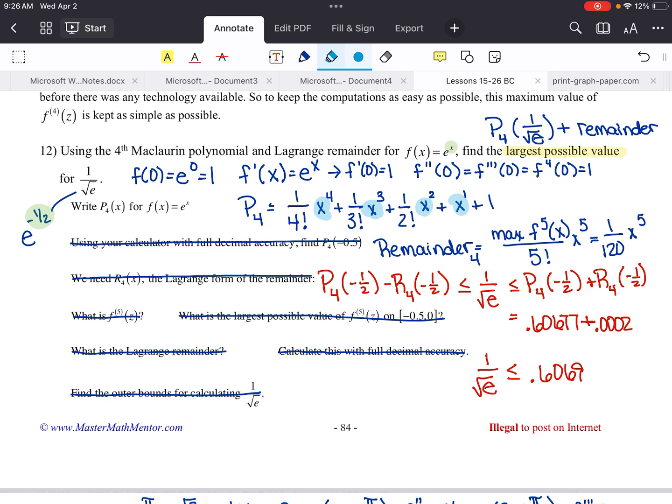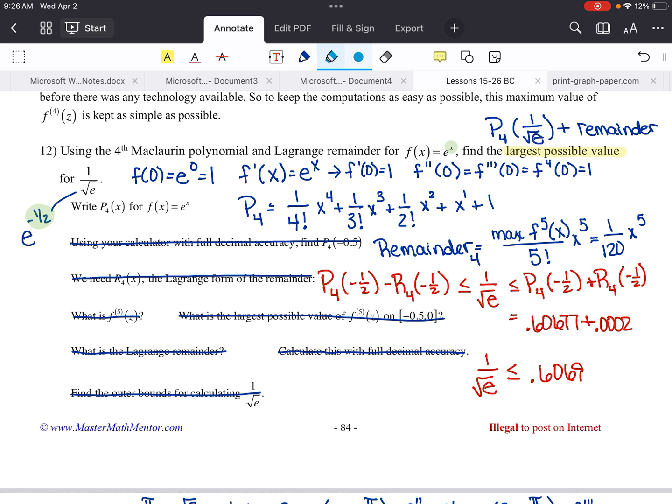And I'll go ahead and tell you now, since it's down here later, if I type that into the calculator, I get 0.60677. So that's my estimate for e to the negative 1/2, 0.60677. But we know that's not perfect because the polynomials and the functions may be incredibly close, but they're not necessarily exact. So what's the possible error?